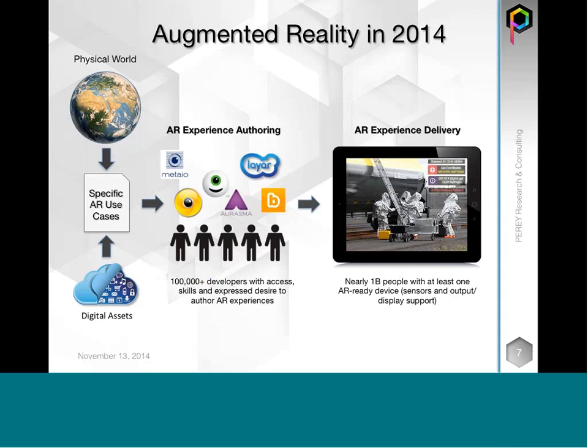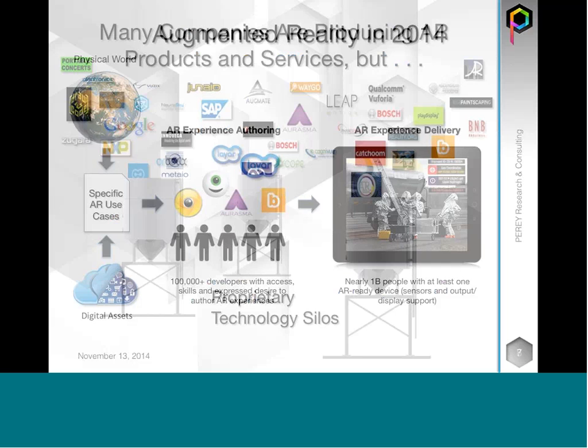I mean they have sensors and they have all of the technologies to detect the context of the user and to display the augmented reality experience in context with the real world. That's called AR experience delivery. So while there may be up to 1 billion people who have these fast processors and heavy sensor-rich devices, very, very few of them are actually using it.